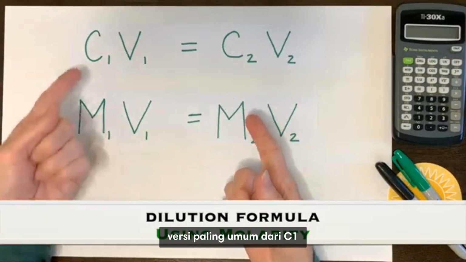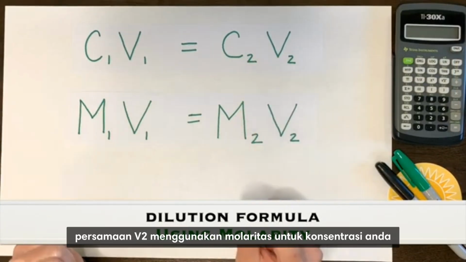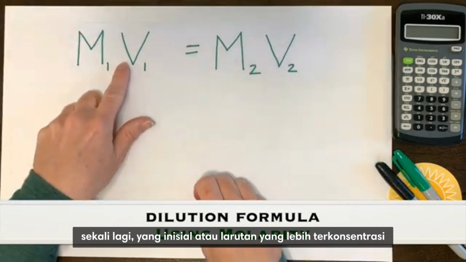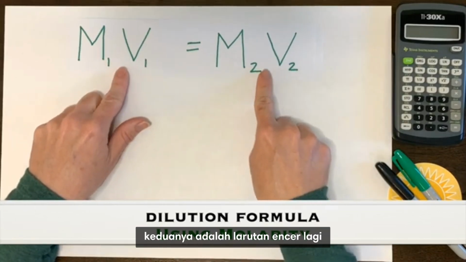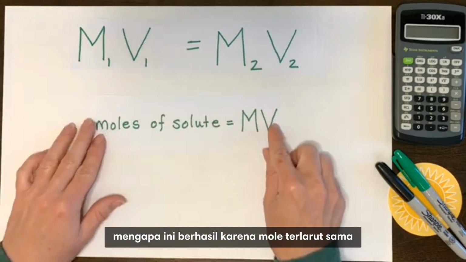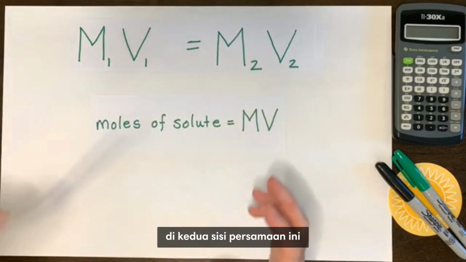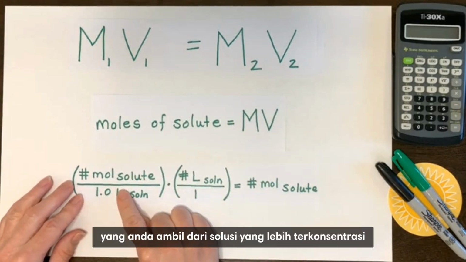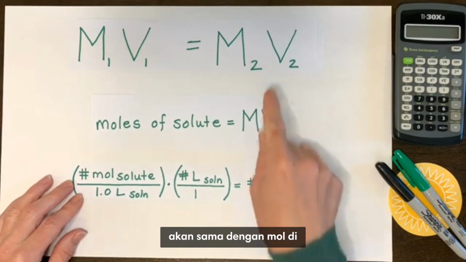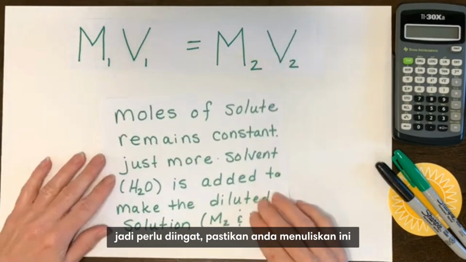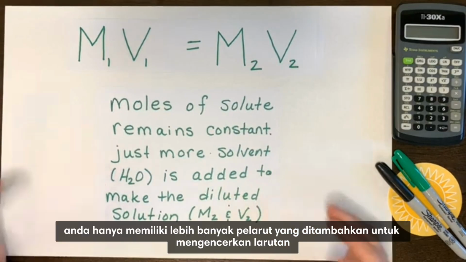The most common version of the C1V1 equals C2V2 equation is using molarity for your concentration. Again, the 1s are the initial or the more concentrated solution, the 2s are the dilute solution. Again, why this works is because the moles of solute is equal on both sides of this equation. The moles of the solute that you took from the more concentrated solution is going to equal the moles in your more dilute solution. So make sure that you write this down: the moles of the solute remains constant. You just have more solvent added to dilute the solution.